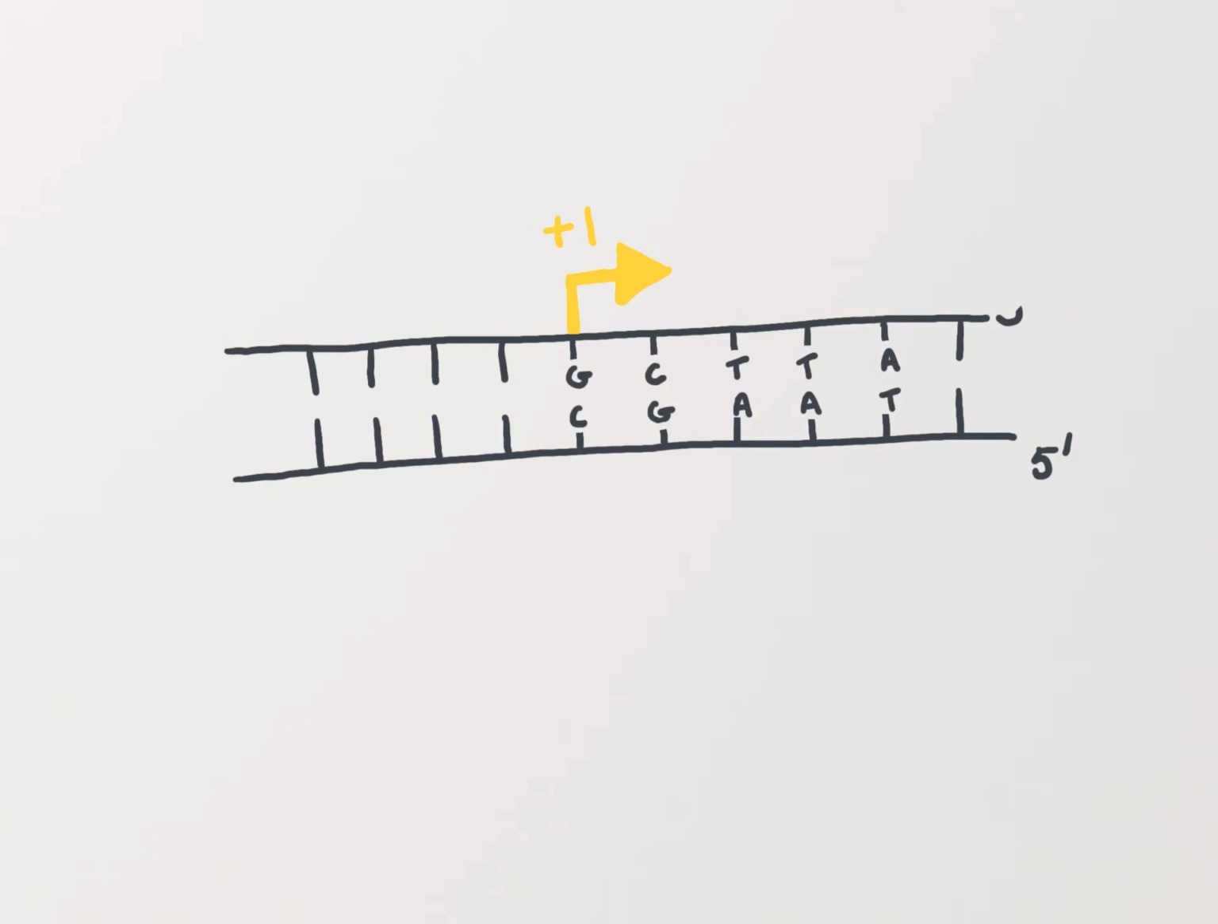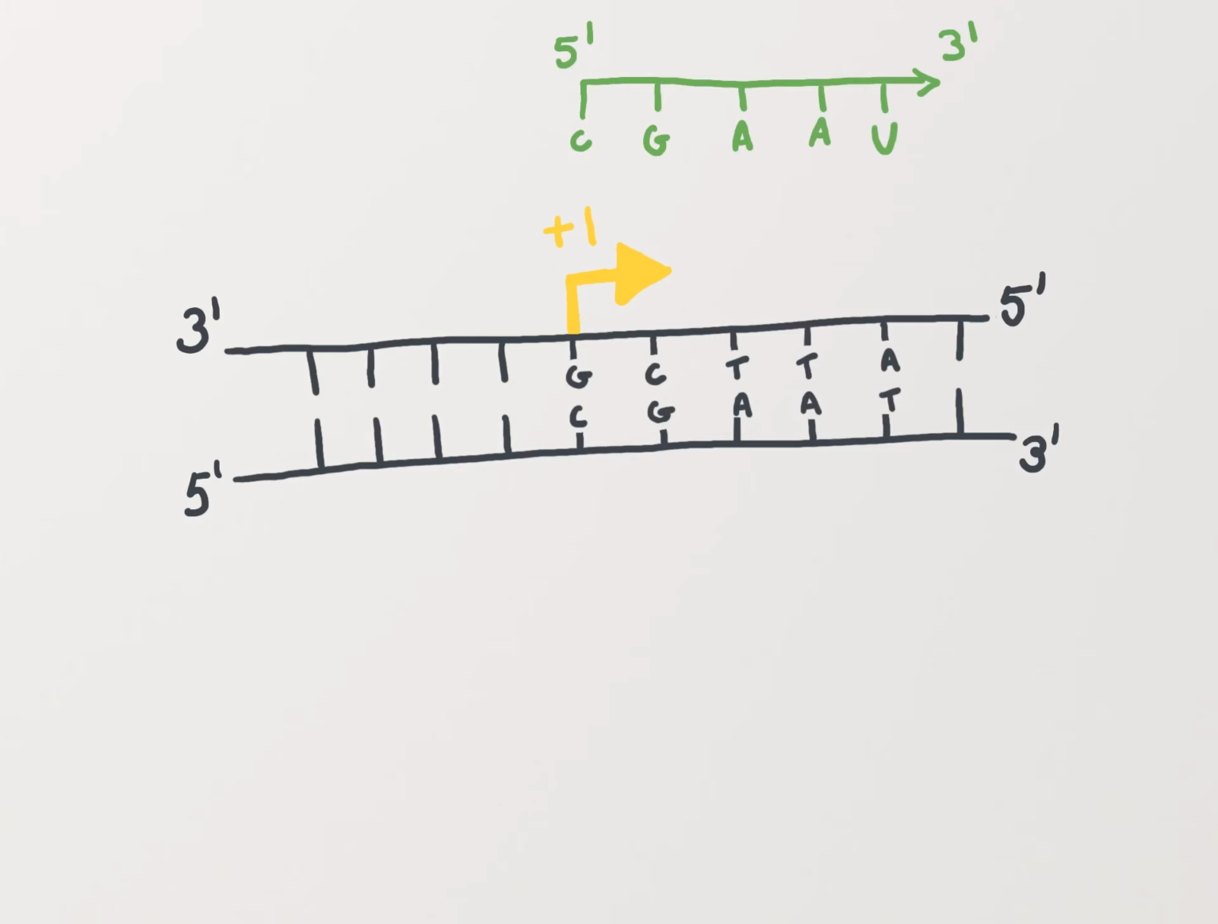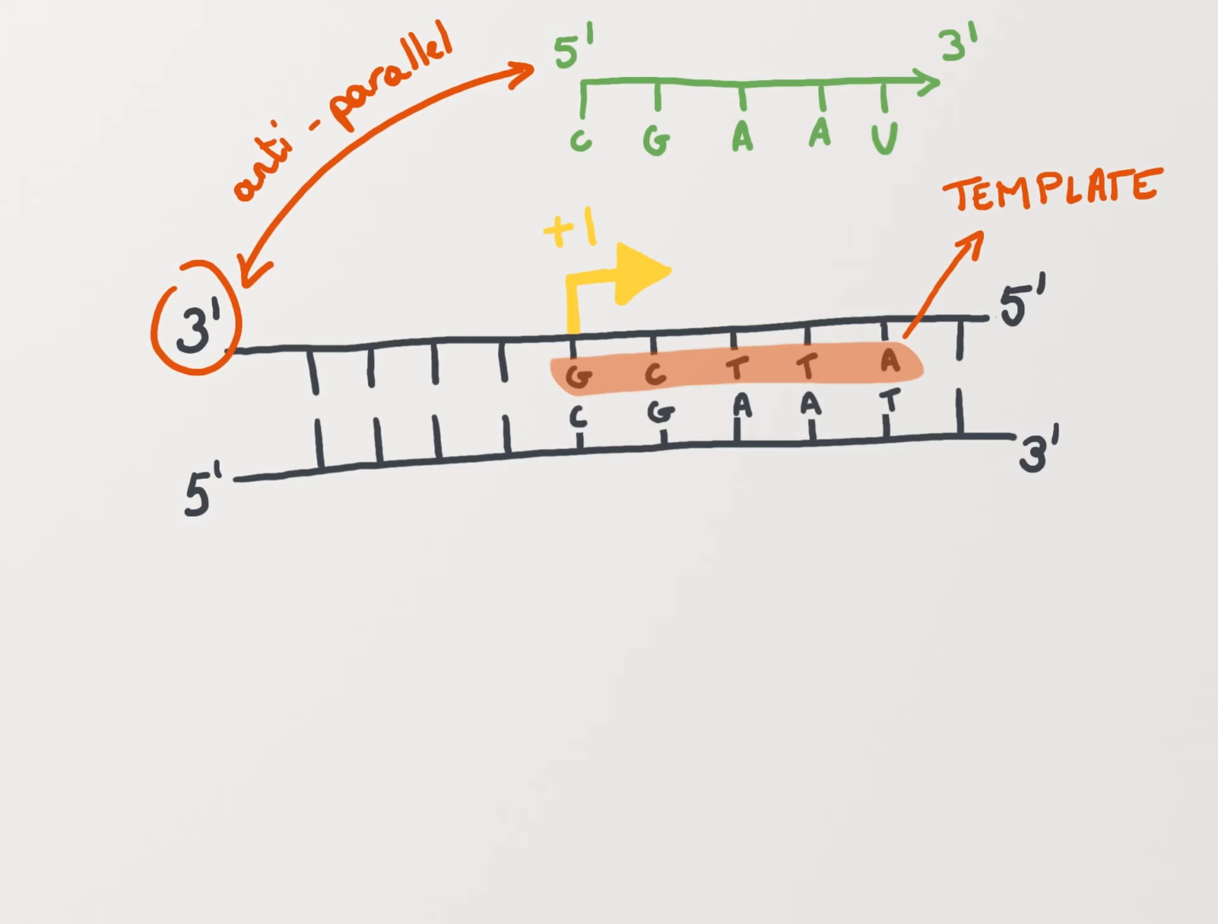For a second orientation of the transcription unit, we could swap the DNA strands. Now the 3' to 5' strand is on top, and the 5' to 3' strand is at the bottom. We again need to obey the direction of transcription, which goes from 5' to 3', and we also have to obey the antiparallel rule. This means that in this case, the upper strand is the template strand, and the bottom strand will be the coding strand.